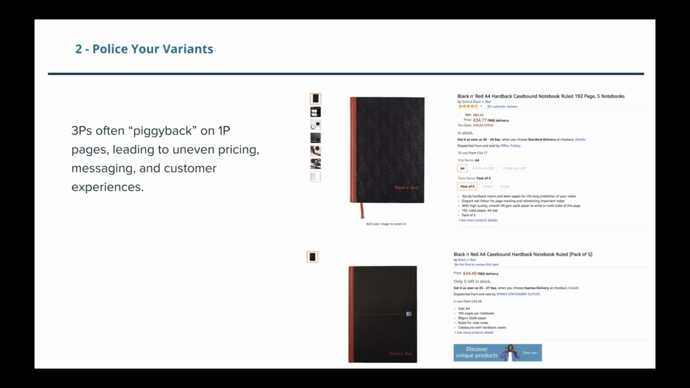We have some clients who are in the pharmaceutical space, and there are 3P sellers who are selling their products in markets they're not authorized to, or are making inaccurate claims or product shots about those products. And it becomes a real problem for liability reasons for companies like that. So we advise all of our 1P clients to police variants very aggressively.